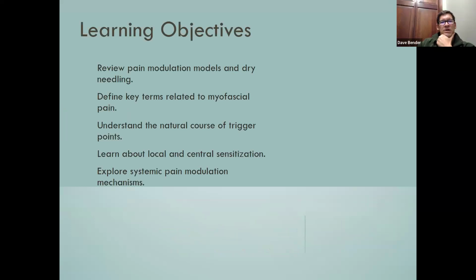We're just going to go ahead and review pain modulation models and how that's applicable to dry needling. We'll go over some terms about myofascial pain, trigger points, and the natural course of trigger points, and then we'll get into the local and central sensitization models and how needling can impact that. And then finally, we'll look at some systemic pain modulation mechanisms and have a couple of cases at the end.